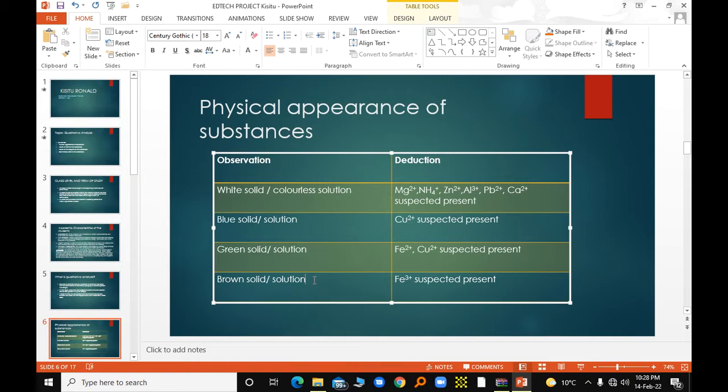Brown solid or solution: iron 3 suspected present. It's the only thing which we have as brown at your level. Now, let's move to the next slide.